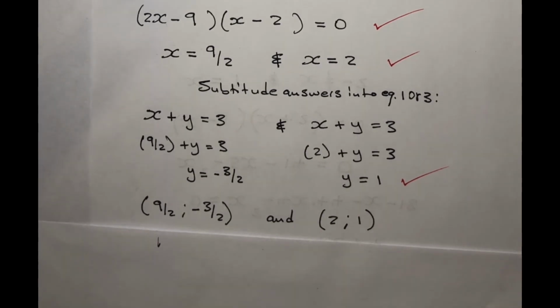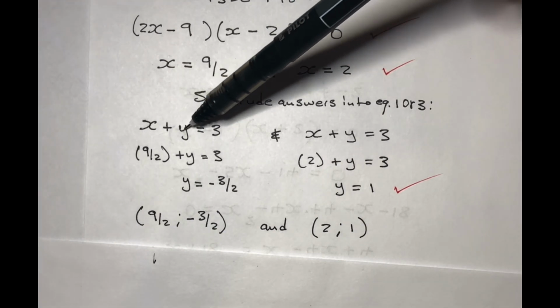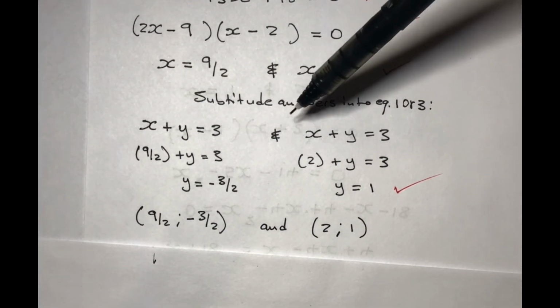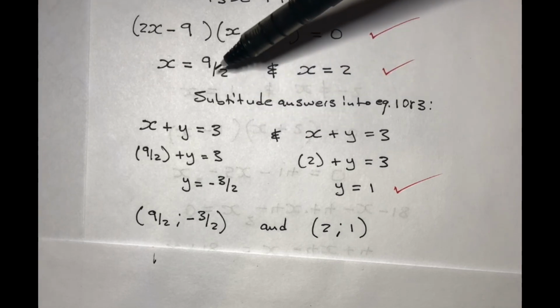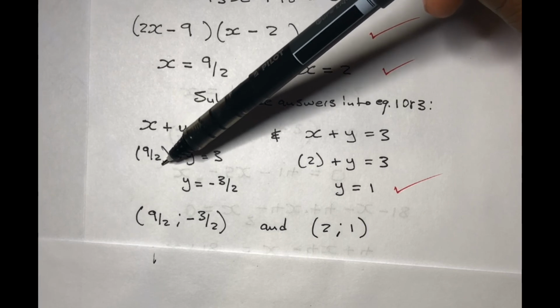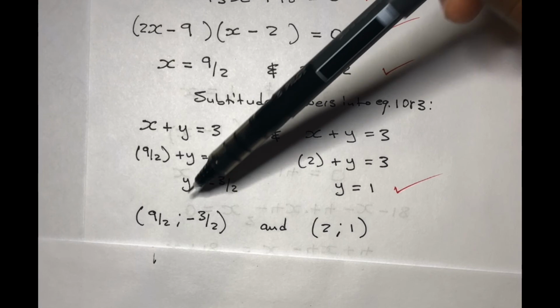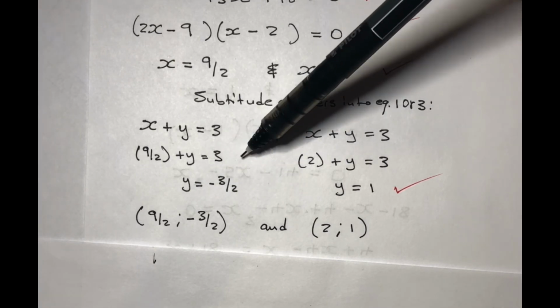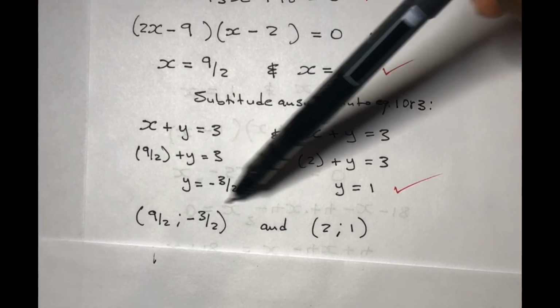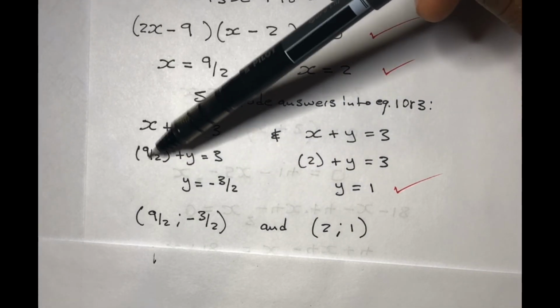I will show you how you calculate your corresponding y value by substituting into equation 1. You have x plus y is equal to 3 as your equation 1. You substitute x, which is 9 over 2, and move it to the right side of the equal sign. Then y is equal to 3 minus 9 over 2, and this is the corresponding y value where x is 9 over 2.